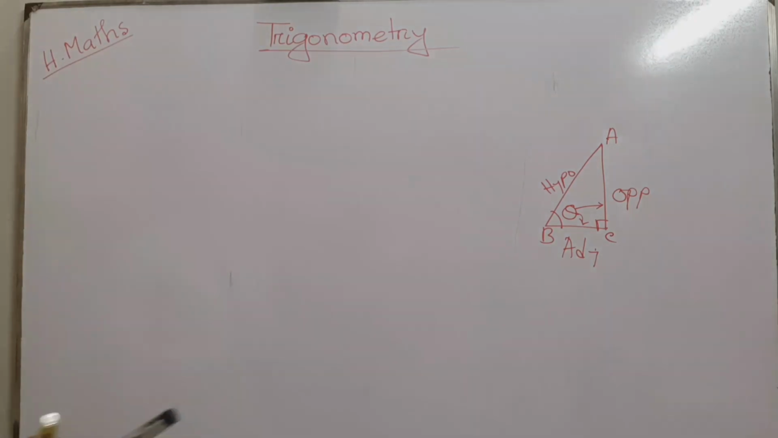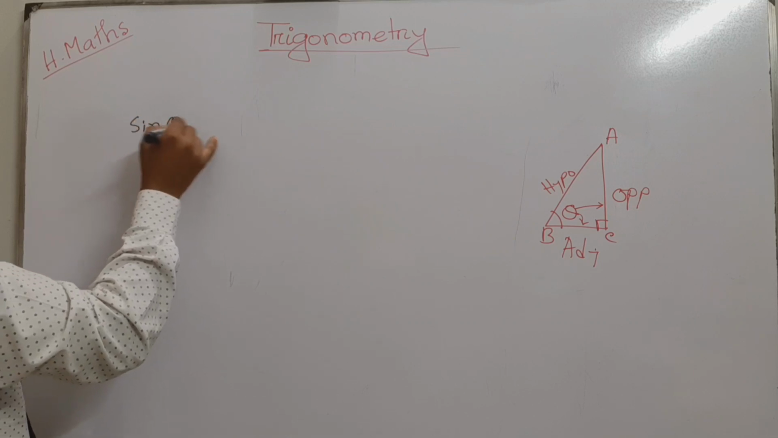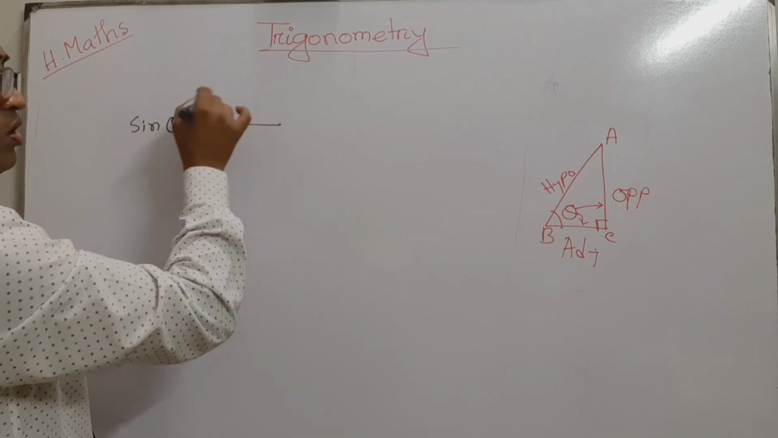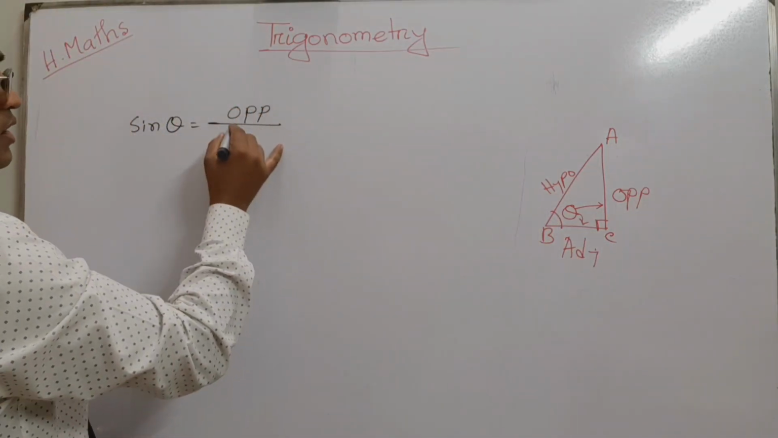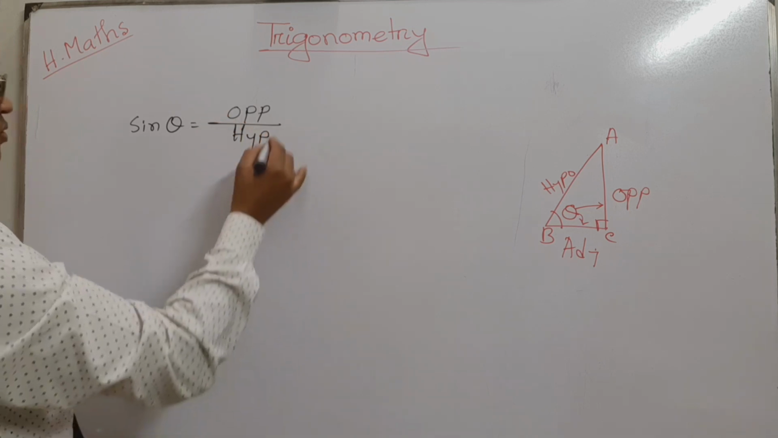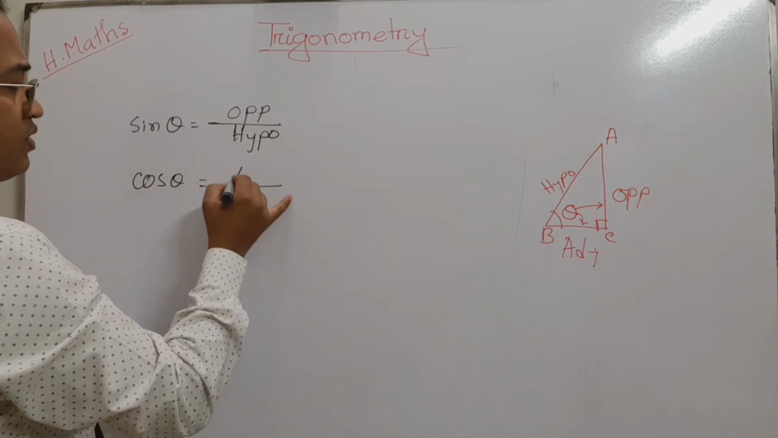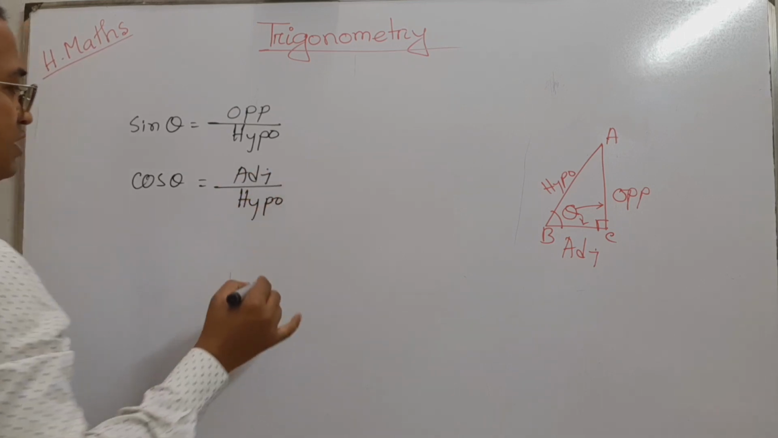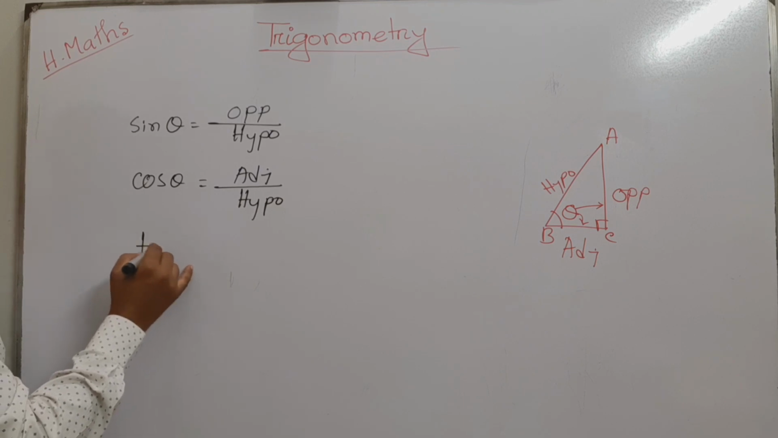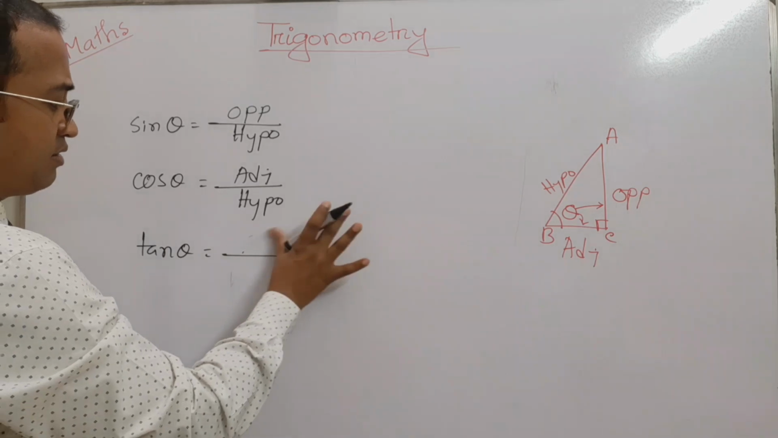So from this triangle we get 6 ratios, that is sin theta equal to opposite side by hypotenuse. Again cos theta equal to adjacent side by hypotenuse, and tan theta equal to opposite side by adjacent side.